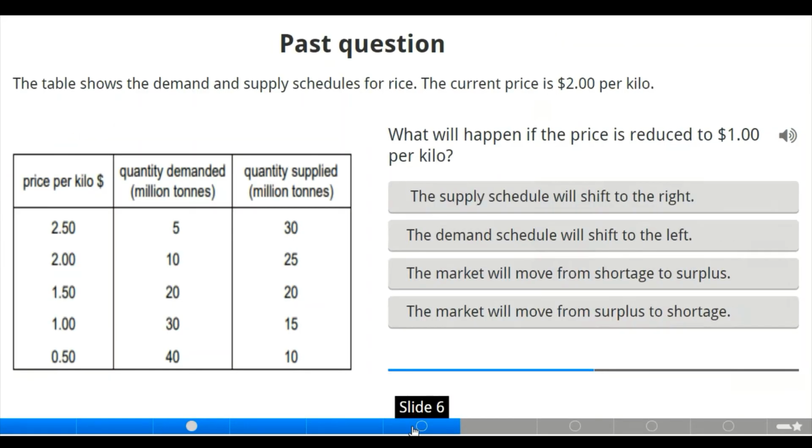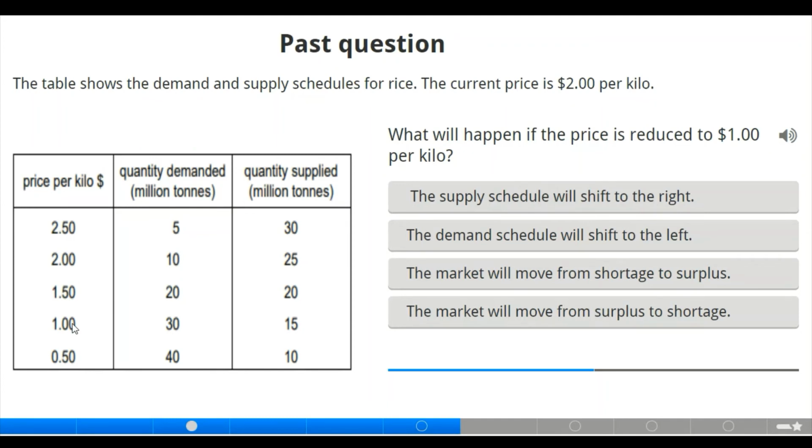Moving to the next slide, we have an activity here, which is also part of your past questions. The table shows the demand and supply schedule for rice. The current price is $2 per kilo. Where is $2? We have it here. What will happen if the price is reduced to $1? Let us check our schedule here. The current price is 2, of course, you have seen it. Assuming it is reduced to $1 here.